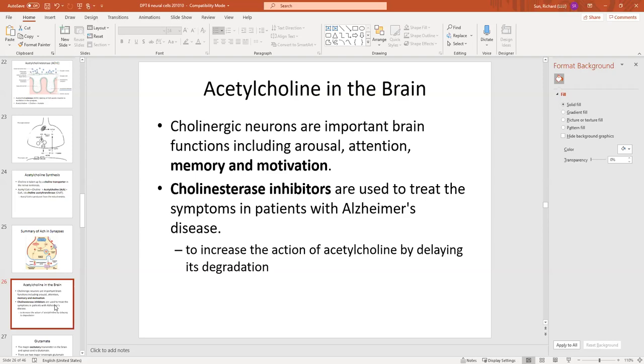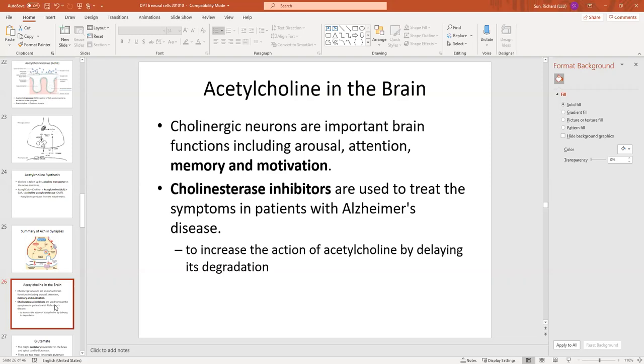And the degeneration of this nerve has been found to play an important role in causing the symptoms in dementia, in particular Alzheimer's disease. So Alzheimer's disease patients lose their memory, lose their attention, basically because their cholinergic neurons are degenerated. It's not just the cholinergic neuron degeneration, but cholinergic neuron is part of it. And so one way to treat this disease is to prolong acetylcholine in the synapses.